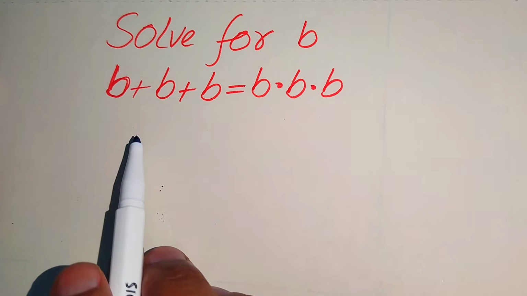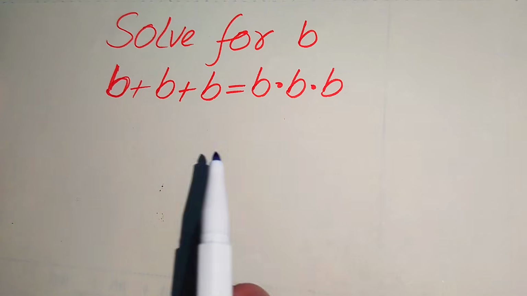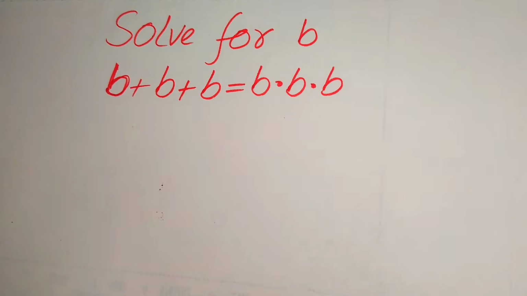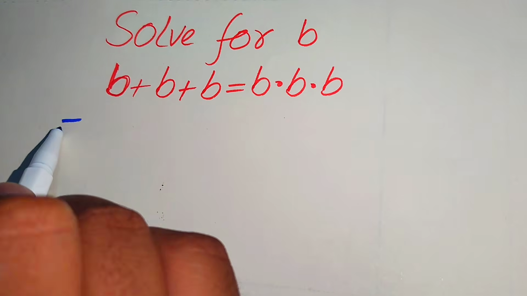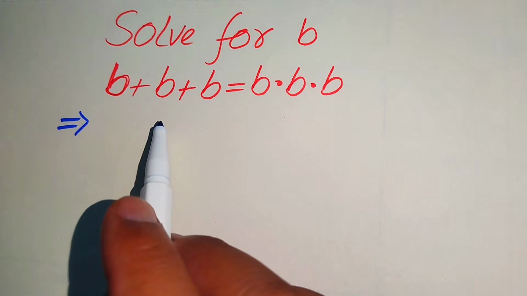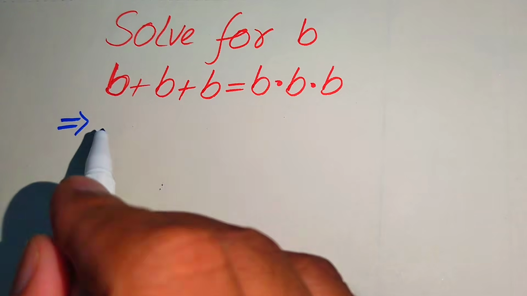So here we have b plus b plus b is equal to b multiplied by b multiplied by b, and we solve this problem for all the values of b. So here we move toward the solution of this problem. You see that on the left hand side b is added 3 times, and these are the three like terms.